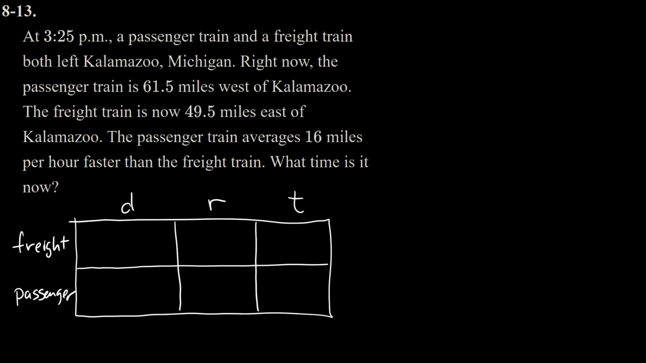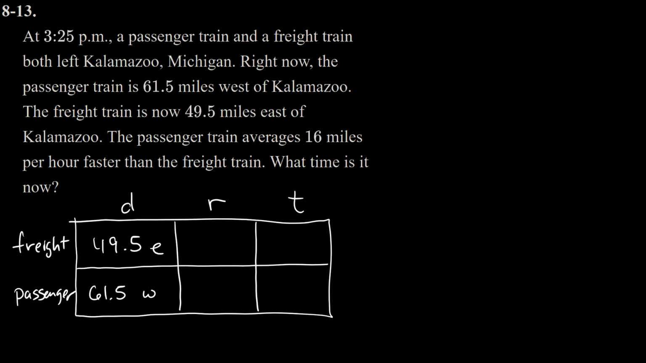So right now the passenger train is 61.5 miles west. I'll write this down. The passenger train went 61.5 miles west. The freight train went 49.5 miles to the east. The passenger train travels 16 miles per hour faster than the freight train.